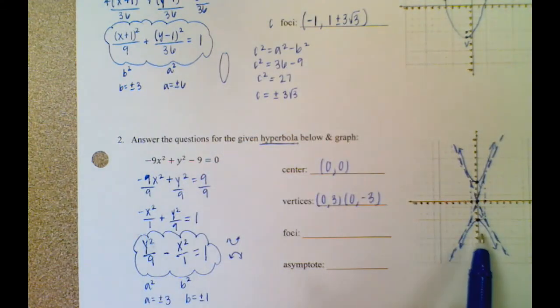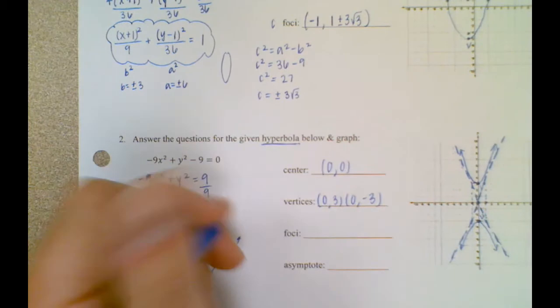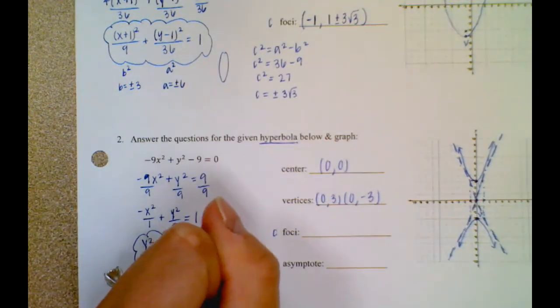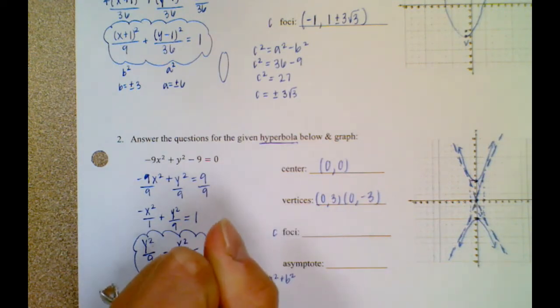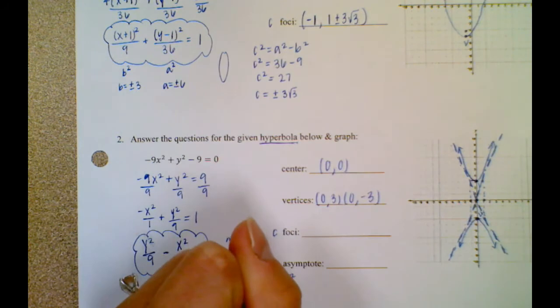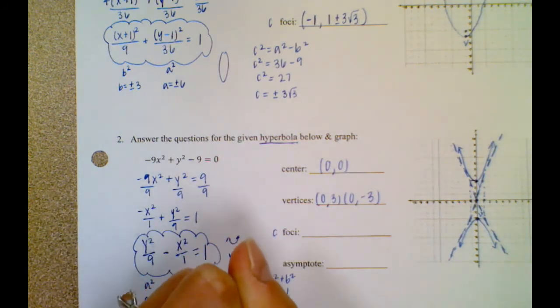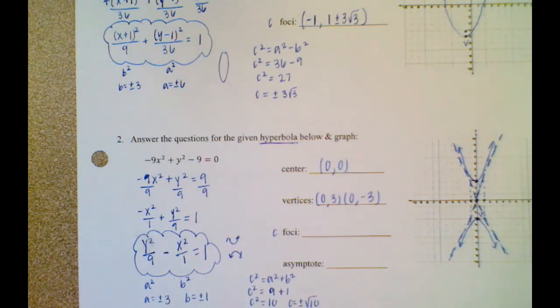And then the foci are going to be at the C value. So I got to find what C is, right? So this equation for a hyperbola is C squared equals A squared plus B squared. So C squared is going to equal A squared was 9, B was 1, so that's 10. So C is plus or minus, and you cannot simplify the square root of 10, so it's just going to stay like that.